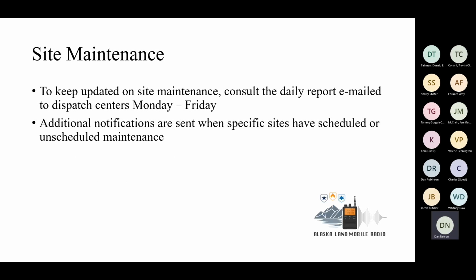Now, our last section here as we wrap up, I just want to talk a little bit about system maintenance. Hopefully most of you see our daily report that comes from the ALMR help desk Monday through Friday. And we also send out notifications when there's scheduled or unscheduled maintenance at a specific site. And that will hopefully let you know where you might see issues or communicate that with your first responders. So if you don't get that report, you can contact the help desk, or it may be going to another email address. Certainly encourage folks to keep an eye on the scheduled maintenance and other issues that are coming through.